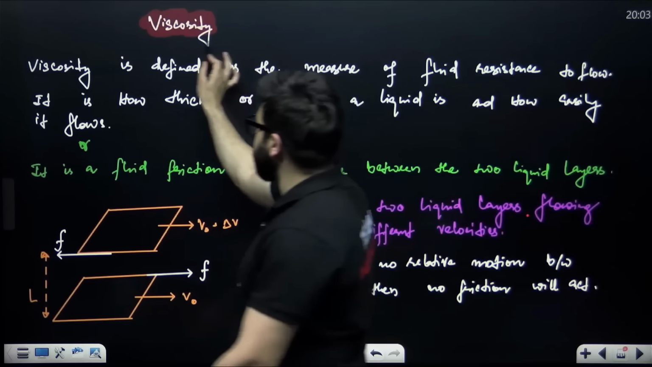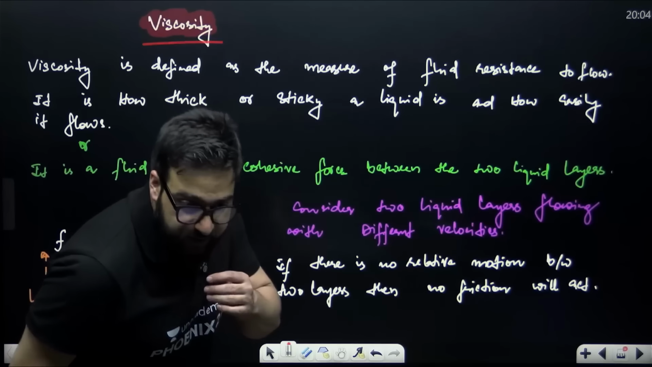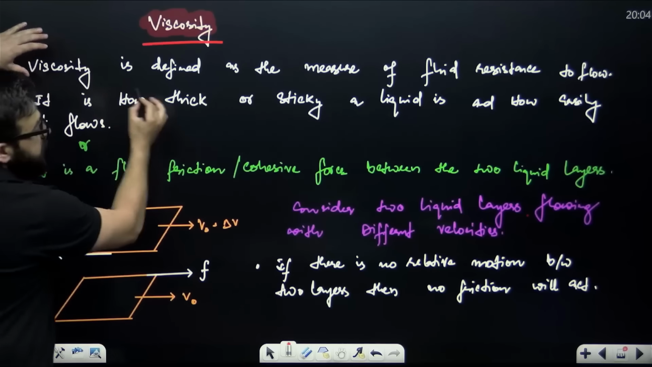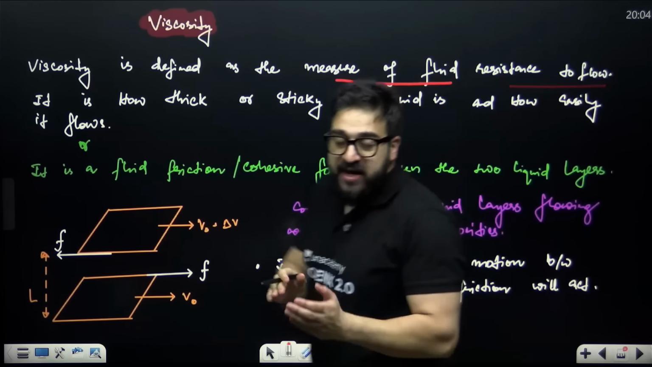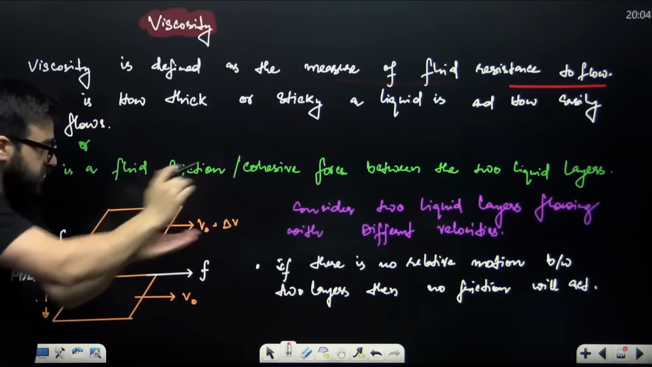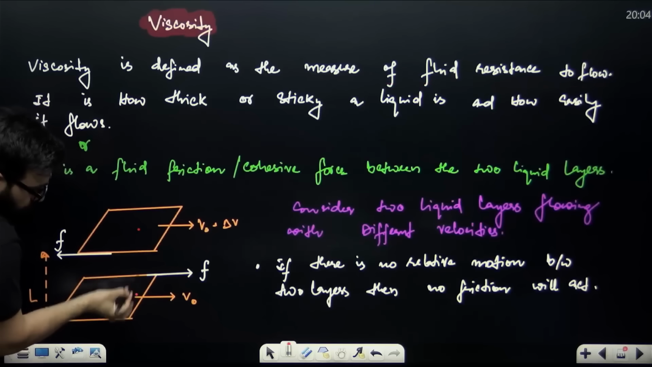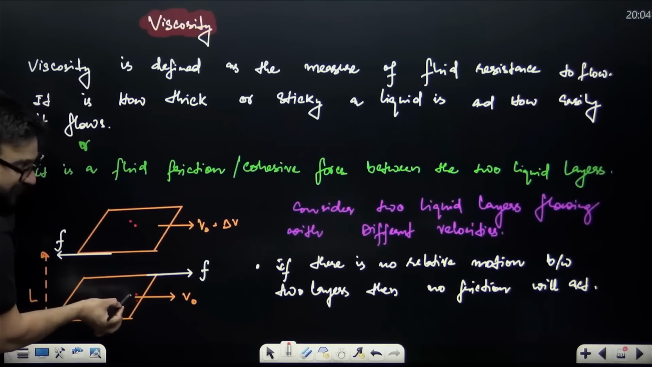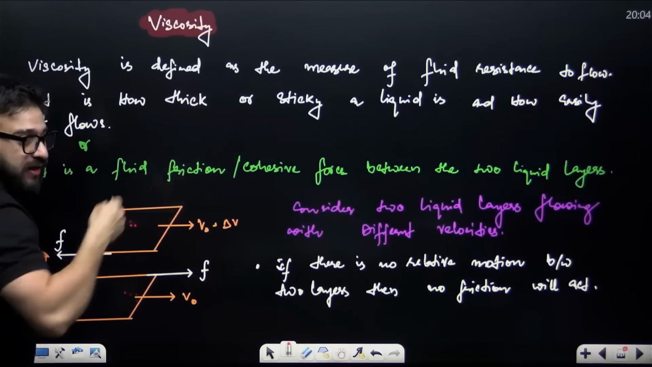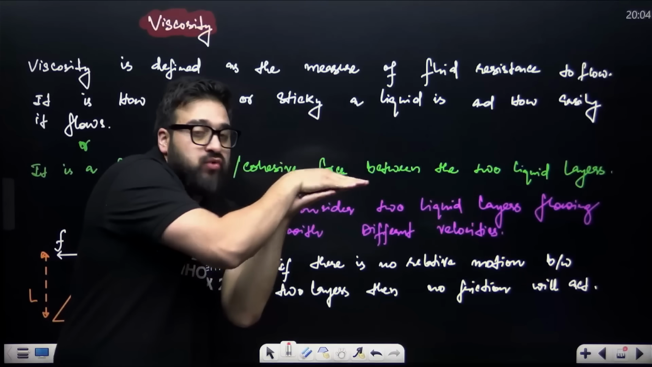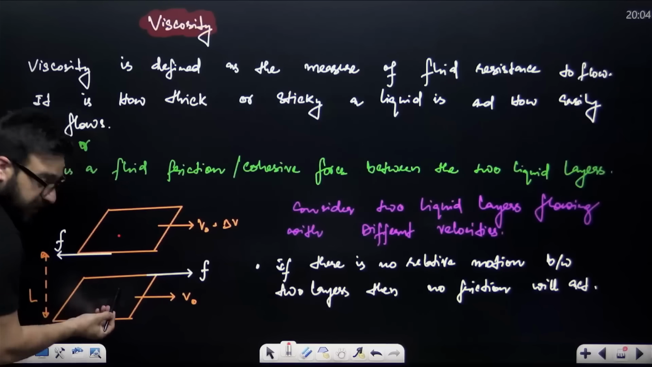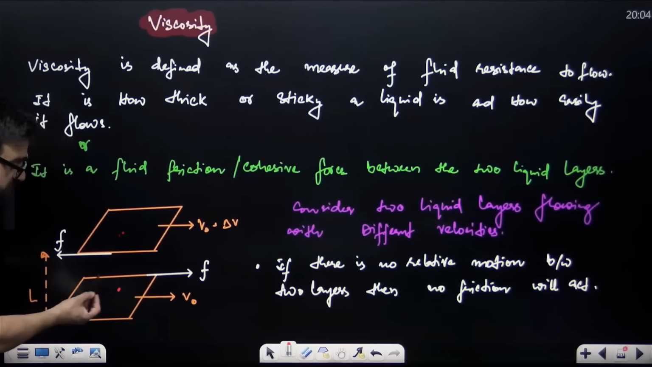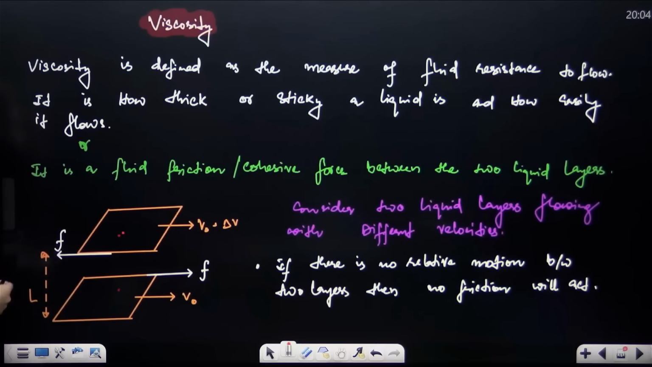Then, my dear NEET aspirants, take a look at this particular topic, that is viscosity. Listen to me very carefully. Viscosity is defined as the measure of resistance to flow of the fluid. Basically, when fluid moves, these are two liquid layers. When these two move, they create friction, like when two bodies move, they create friction on each other. Similarly, when two liquid layers move, they create friction on each other. That is what we call viscosity, viscous friction.